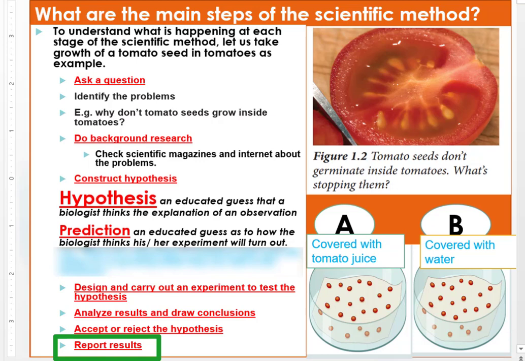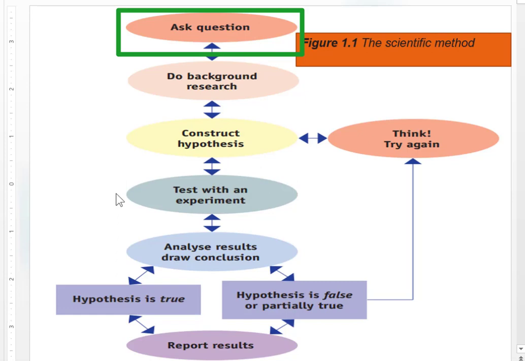That means we must now decide whether or not to report the results to other biologists. Someone else might decide to take the work further and try to isolate a particular chemical from the many in the juice to find exactly what is stopping the seeds from growing inside the tomato itself. Here is the diagrammatic representation of each step of the scientific method.